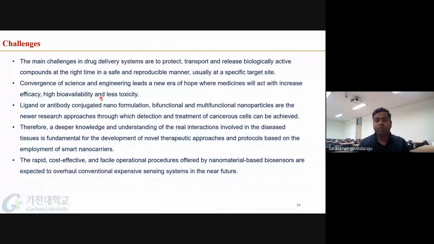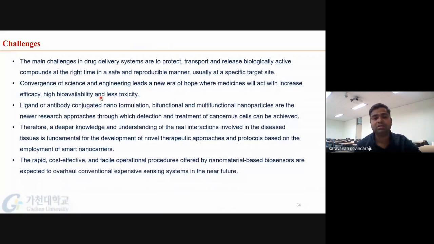So we hope our nanomaterial based biosensing will be very easy. Currently many things are available in the market, like a glucose sensor we can use by Bluetooth, we can measure our glucose using a mobile phone. These kinds of techniques are also available, but it should be cost effective and easy for people to operate. That is most important.